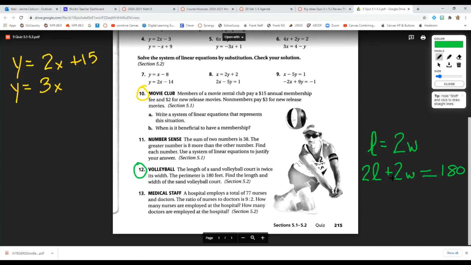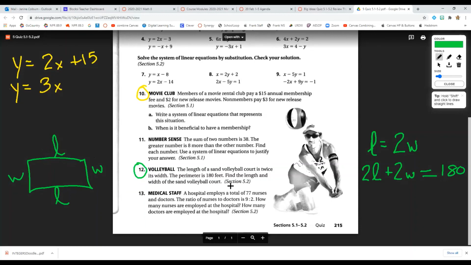Now, where did I get this from? Well, let's take a look. We have a rectangle. The perimeter is the outside of the rectangle. So this is a length, a width, a length, and a width. So the perimeter is equal to length plus width plus length plus width. That's what we've got here: the 2 lengths plus the 2 widths is equal to 180 perimeter.